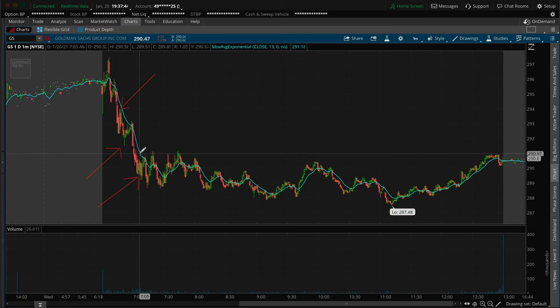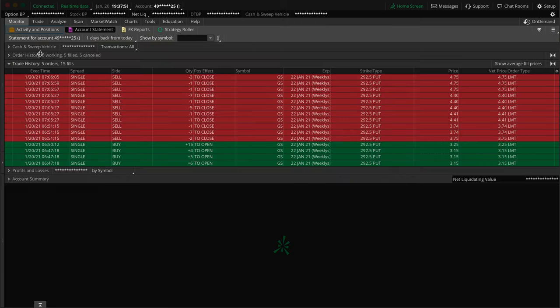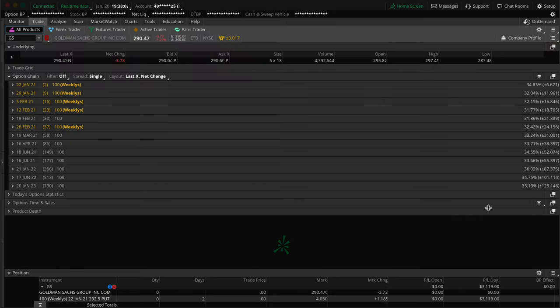Because ultimately I was shooting for 290 on this. I figured it could get to 290. So I had 30, I sold 10, which means I had 20 left. I sold 15 of those right as it hit the 290 area. And then once it flushed through, literally a minute later, that's when I sold the last five that I had. And that's basically it. The total was a $3,100 profit.